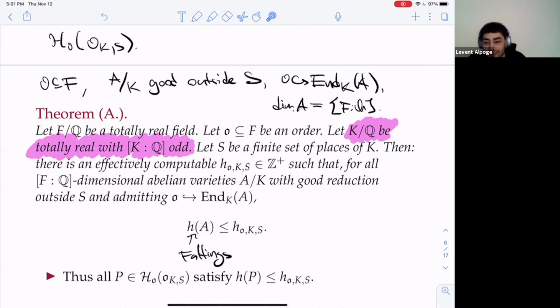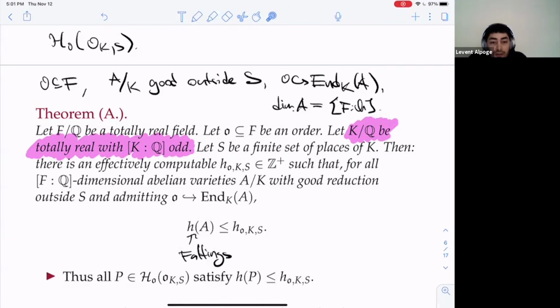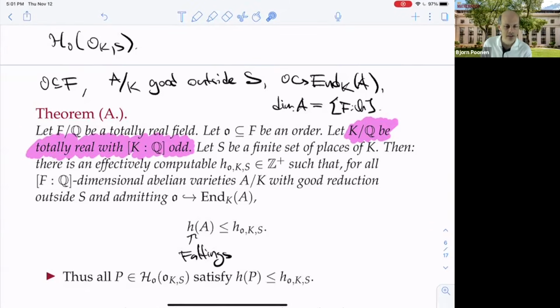It's already been done, yes. But you don't need the purple hypothesis in that case, right? Well, if F is Q, if you're talking about elliptic curves, yes, you don't need any hypothesis. Actually, I was going to get to that too. So okay, just to understand what's going on.